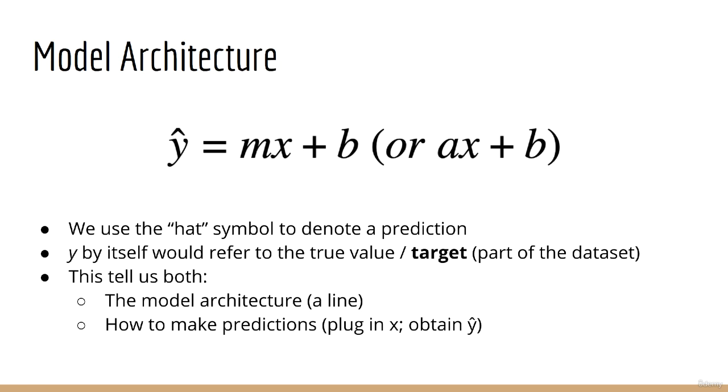So number one, what is the model architecture? Well, you already know this. It's y hat equals mx plus b. Notice our use of the hat symbol here. Typically, we'll use y for the true value, also known as the target, which is given in the dataset, and y hat for the corresponding prediction. Fortunately for us, this actually solves both of the first two problems for us. This not only defines the model architecture, which is a line, but it also tells us how to make predictions. Given some input x, I can see exactly how to calculate y hat. Pretty simple. So this is our model. y hat equals mx plus b.